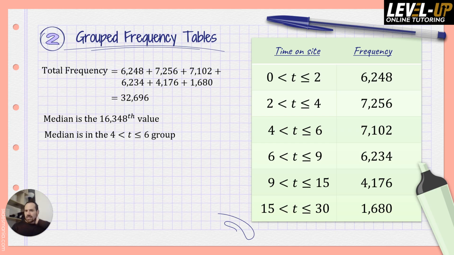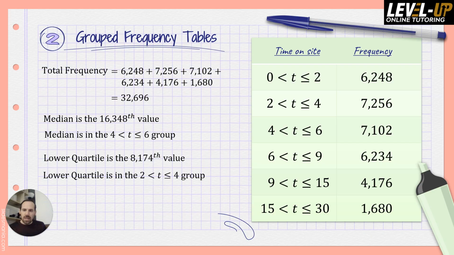Likewise, the lower quartile is then going to be the midpoint between 1 and 16,348. So it's going to be the 8,174th value, and we can tell that's going to be in this category because it's not going to be in the first one, because that's just about up to the first 6,000 or so. Then if we include the second category, that takes us up to the 13,500. You can see we've gone past the 8,174th value. So we can see it's going to be somewhere in that category.